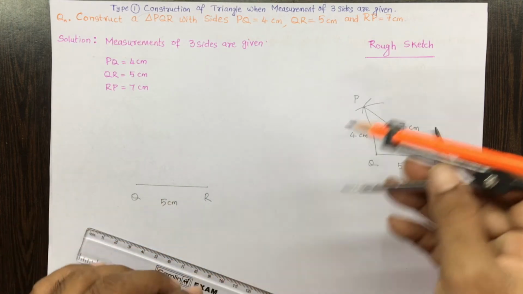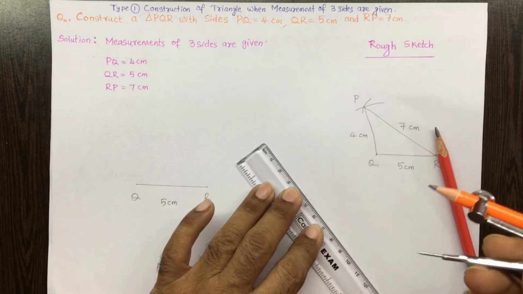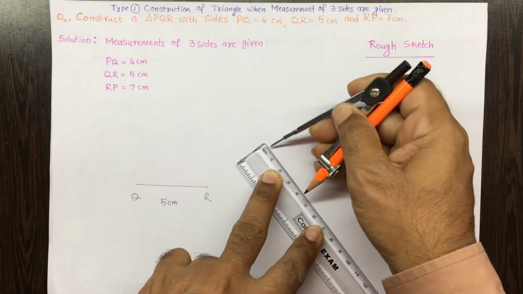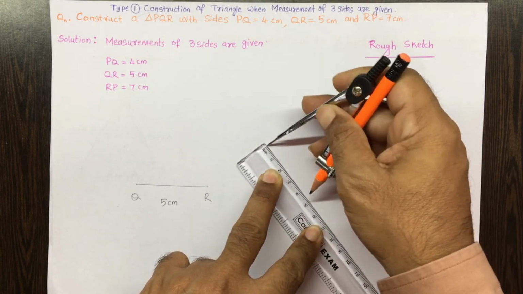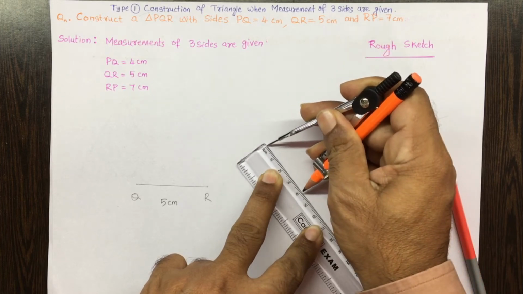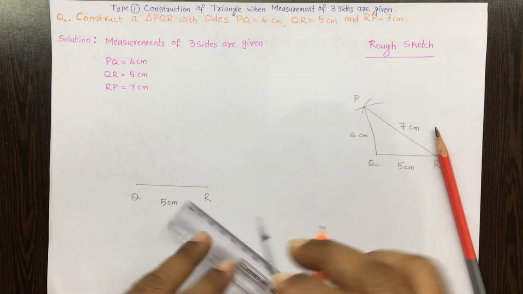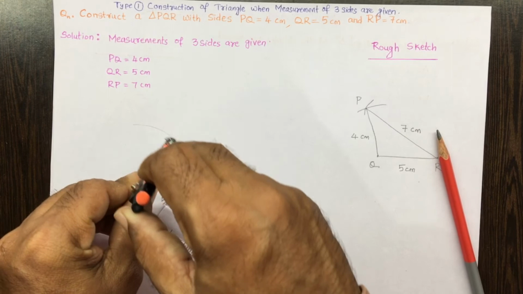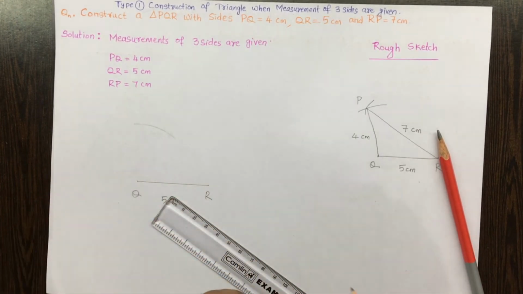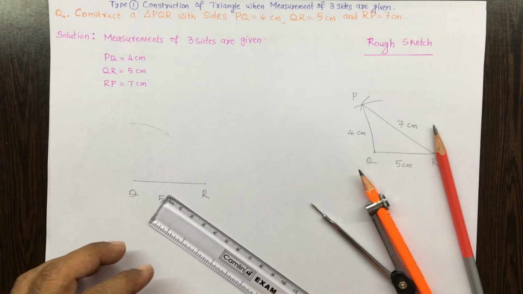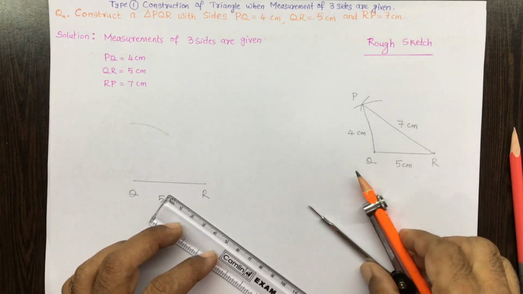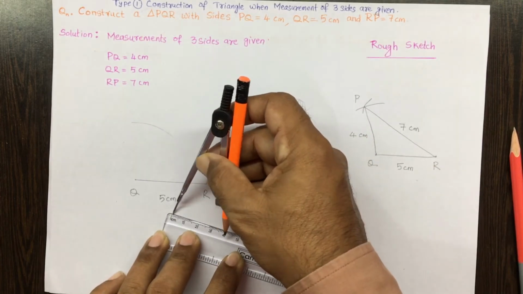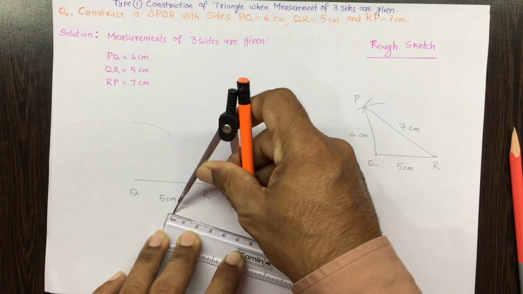In order to get the PQ arc, we must take an arc of 4 centimeters radius. So, let us mark exactly 4 centimeters from point Q, and you draw an arc. Similarly, you need to draw another arc of 7 centimeters from R. 7 centimeters you need to adjust.